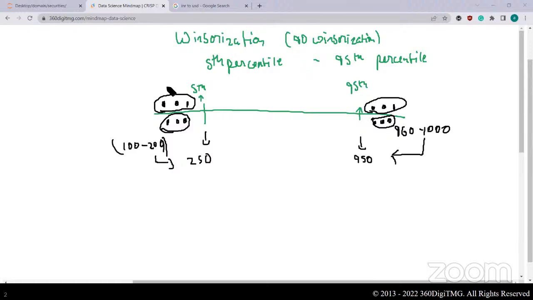Okay, you're not removing the data points, you are transforming the data points to the 5th percentile and to the 95th percentile. Similarly, you can also try with 10th and 90th. That would be called 80 Winsorization. Okay, and then moving forward, we have something we call trimming.